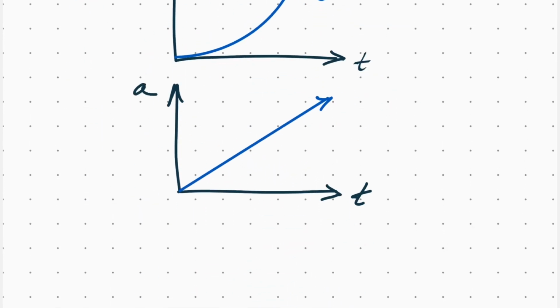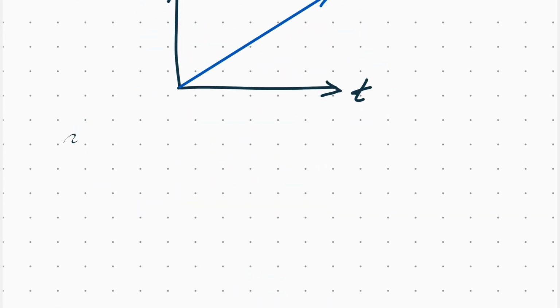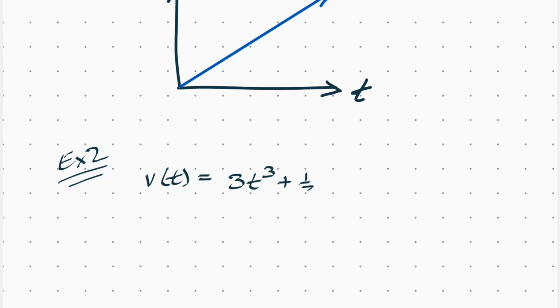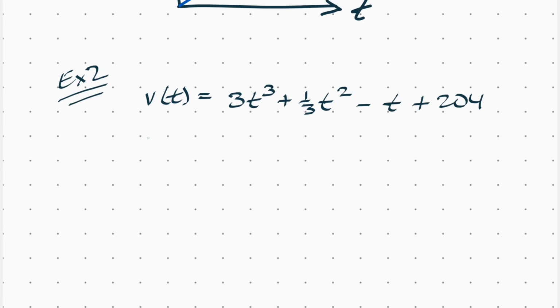You can just take the derivative with respect to time. So let's do another example here, example 2. Let's just suppose now that v of t is equal to 3t cubed plus 1/3 t squared minus t plus 204. So what's a of t going to be?